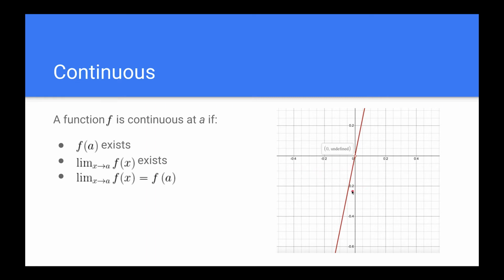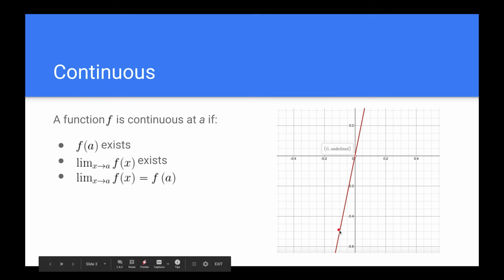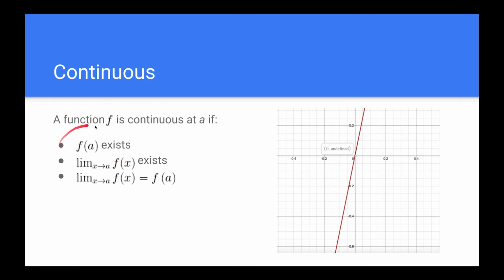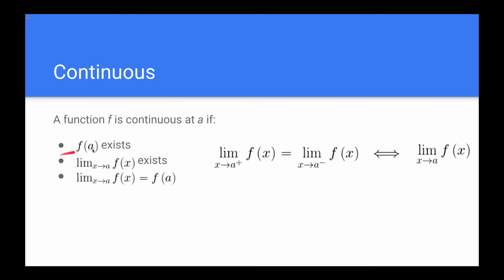But if we took a point such as negative 0.1, we know that f of negative 0.1 exists. So at a equals negative 0.1, it meets the first criterion for being a continuous function. The next condition is that the limit as x approaches a of f of x exists.